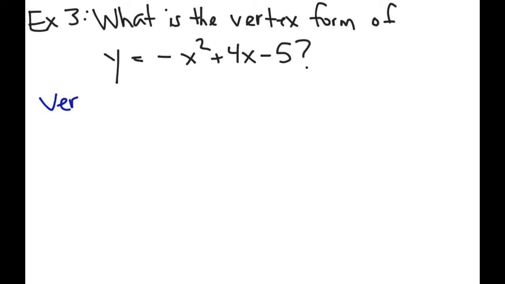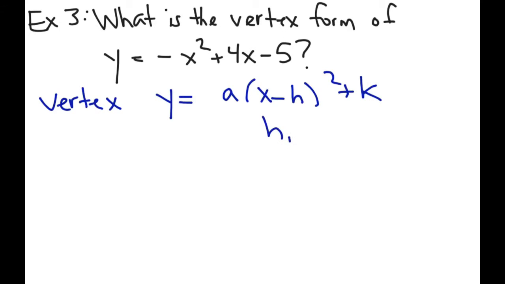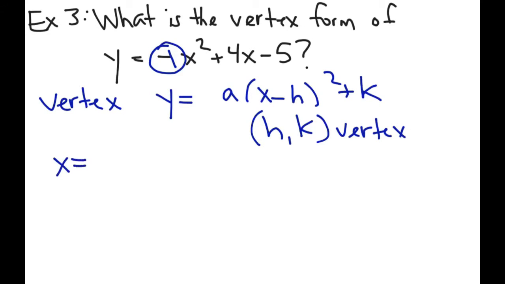And vertex form is y equals a(x minus h) squared plus k, where (h, k) represents the vertex. And a is going to be the leading coefficient, which we already know is -1. Well, all I have to do now is find out what the vertex is, and I have a way of doing that. I can find the vertex by first finding the axis of symmetry, which is found using -b/2a.